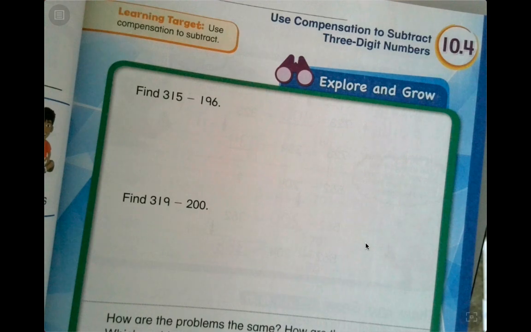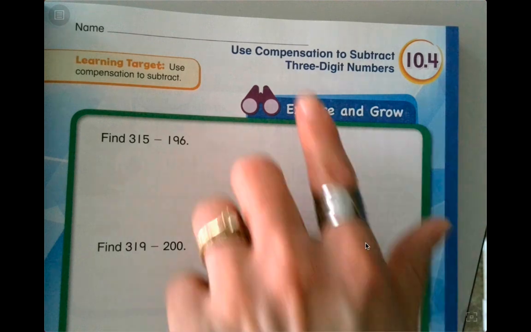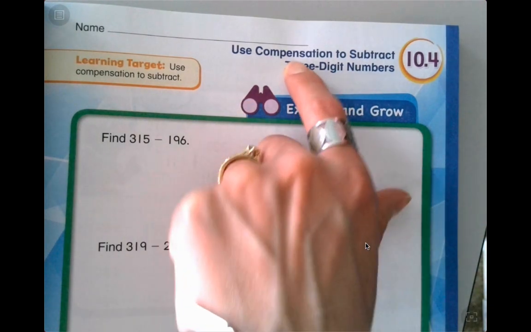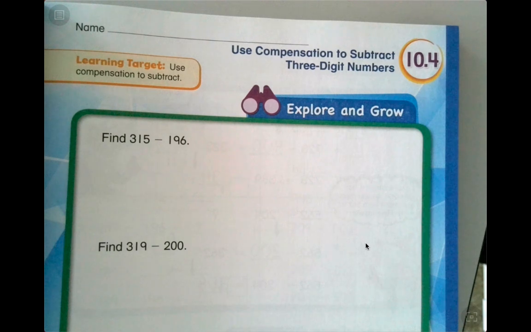Okay, so we are on 10.4 today. Now, today we are using compensation to subtract. We're still doing 3-digit numbers, but our skill is compensation. Who can raise their hand and tell me what is compensation?